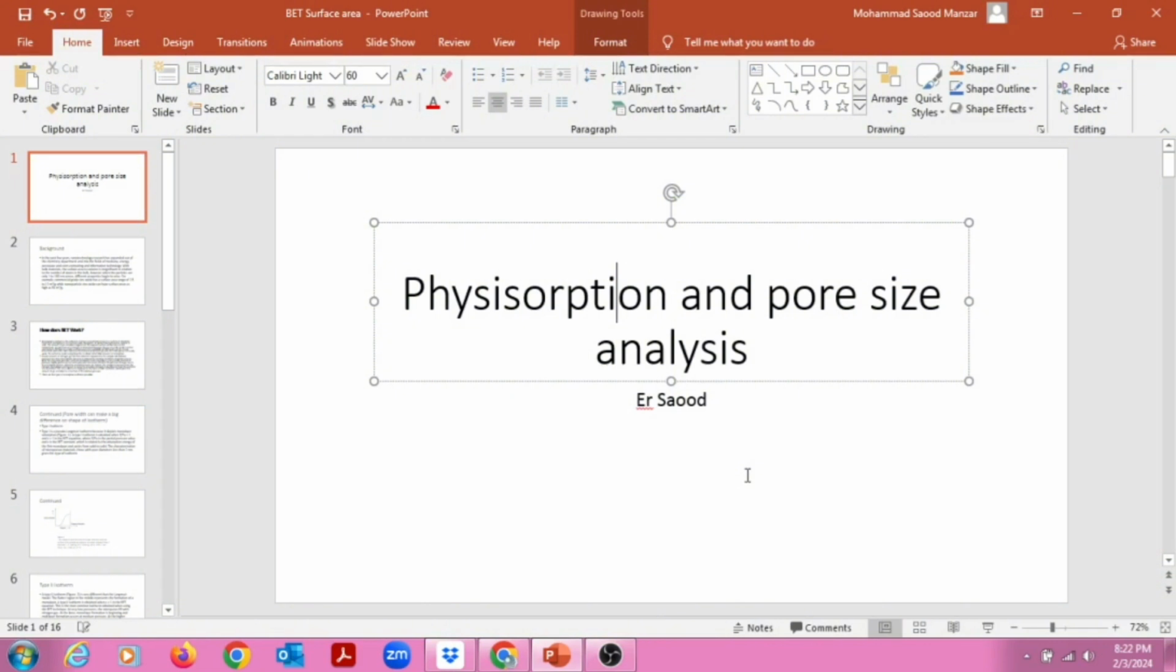Now, BET is measured in terms of meter square per gram, and it is commonly used to evaluate gas adsorption data. BET is also used to explain the physical adsorption of a gas molecule on a solid surface, and it is an important technique for the measurement of the specific area of materials.